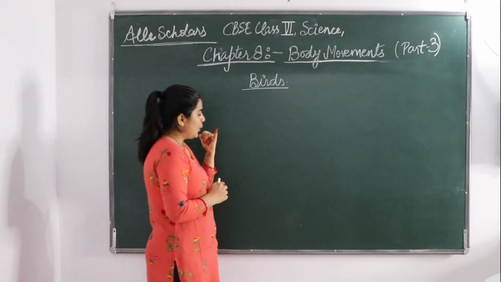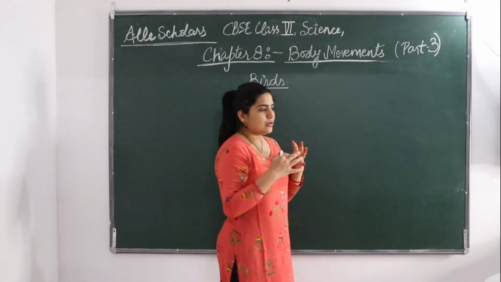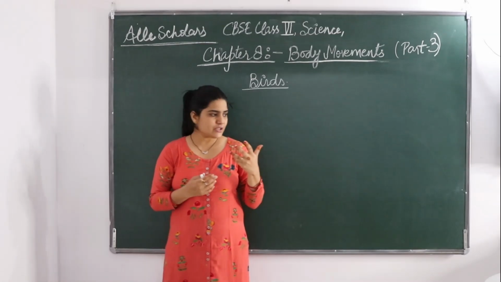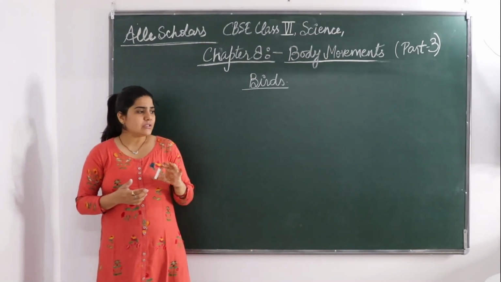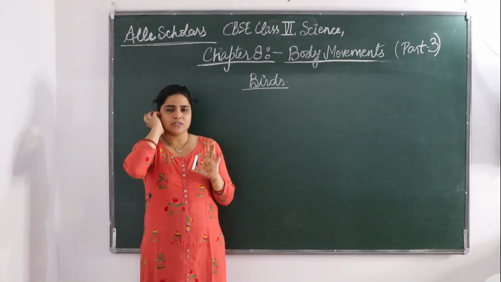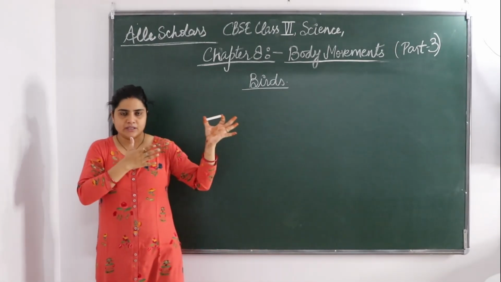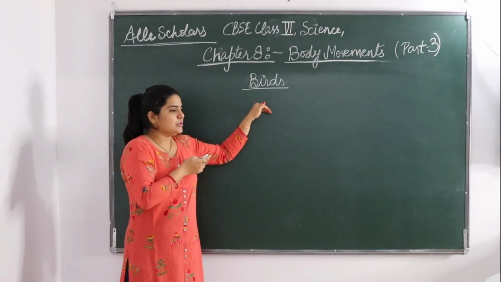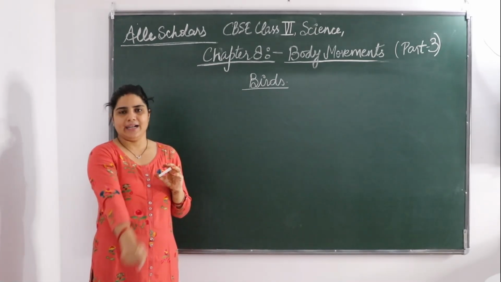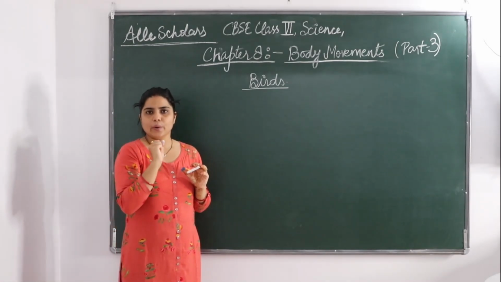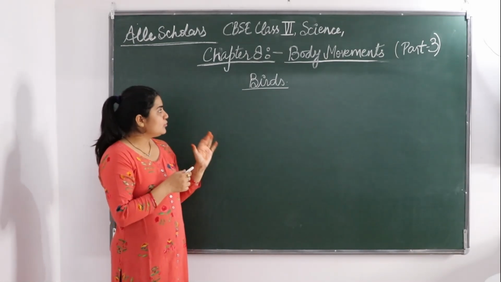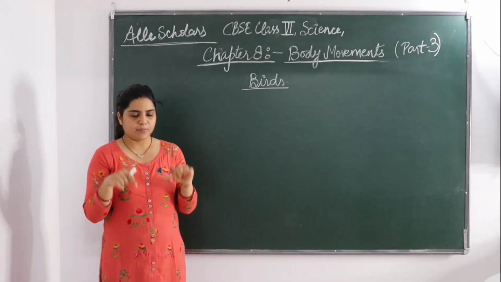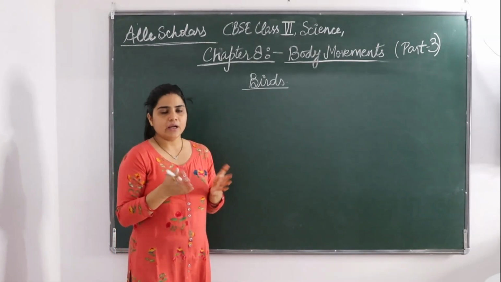So birds can fly because their body is suited for flying. How is their body suited for flying? Birds have bones. They are not boneless like the earthworm and snail. They have bones, but they are very hollow and light. The bones of the hind limbs are typically for walking. You must have seen they have one pair of legs which helps them walk.